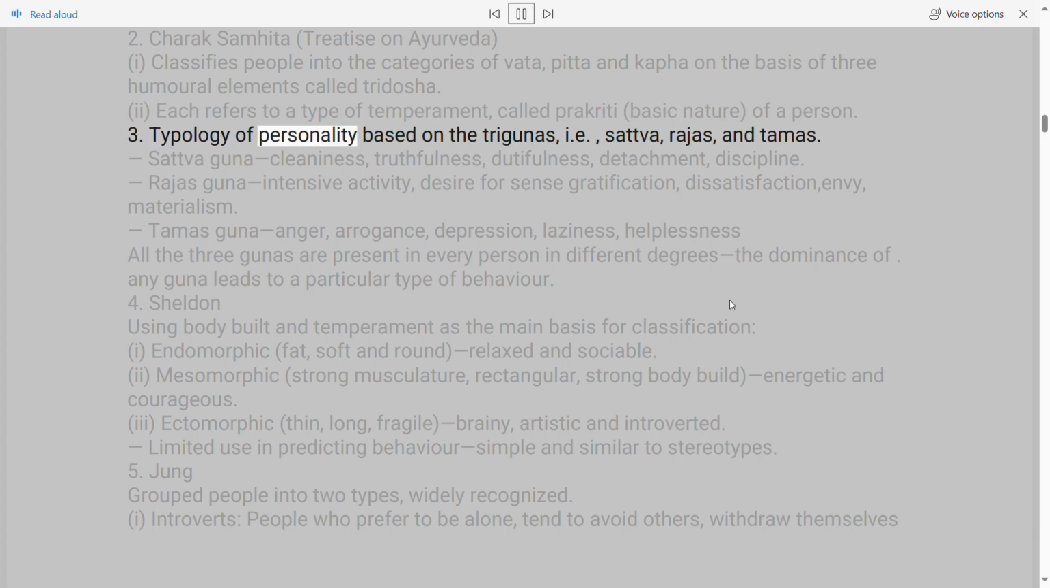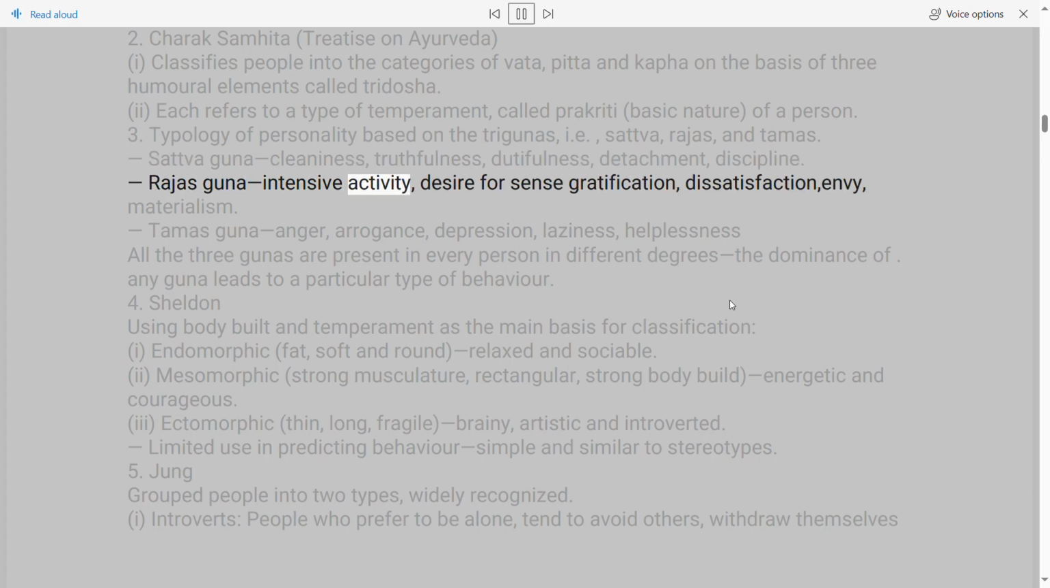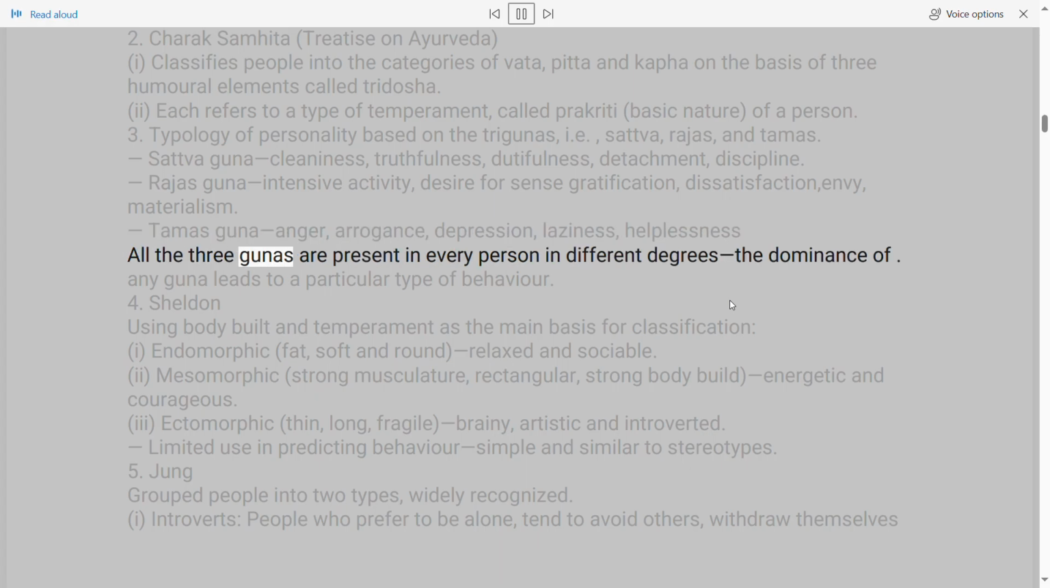3. Typology of personality based on the Trigunas, i.e., Sattva, Rajas and Tamas. Sattva guna: cleanliness, truthfulness, dutifulness, detachment, discipline. Rajas guna: intensive activity, desire for sense gratification, dissatisfaction, envy, materialism. Tamas guna: anger, arrogance, depression, laziness, helplessness. All the 3 gunas are present in every person in different degrees. The dominance of any guna leads to a particular type of behavior.